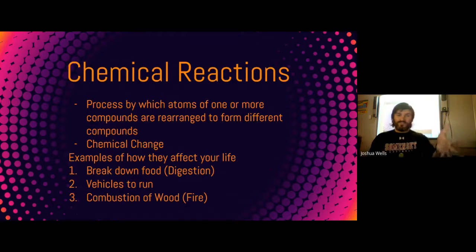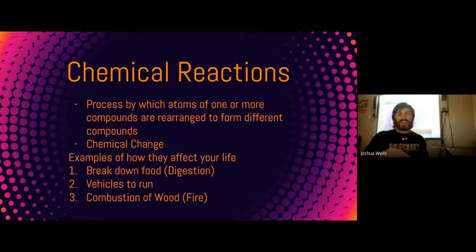Number two, vehicles to run. Our current vehicles run on internal combustion engines. An internal combustion engine relies on fire and burning, and that itself is a chemical reaction. We put gasoline under pressure, we put a spark to it, and it explodes, which allows our engines to run.